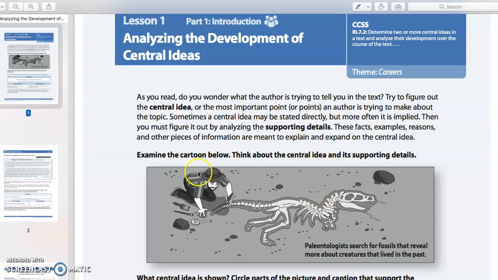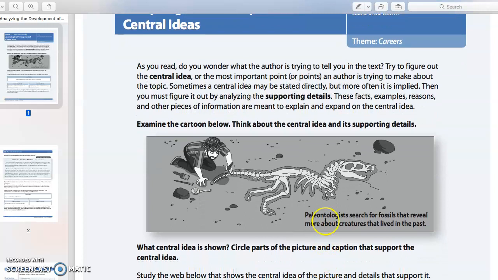Okay, so you're supposed to think about the central idea and supporting details even in cartoons. So here, it's saying paleontologists are searching for fossils that reveal more about the creatures that lived in the past. So what is the central idea that they're trying to show you? When I look at this cartoon and it's talking about paleontology, it's really the action that is happening. They're showing me a paleontologist and he is currently with bones, examining them. So if I were to circle, that would be the part that I would circle.